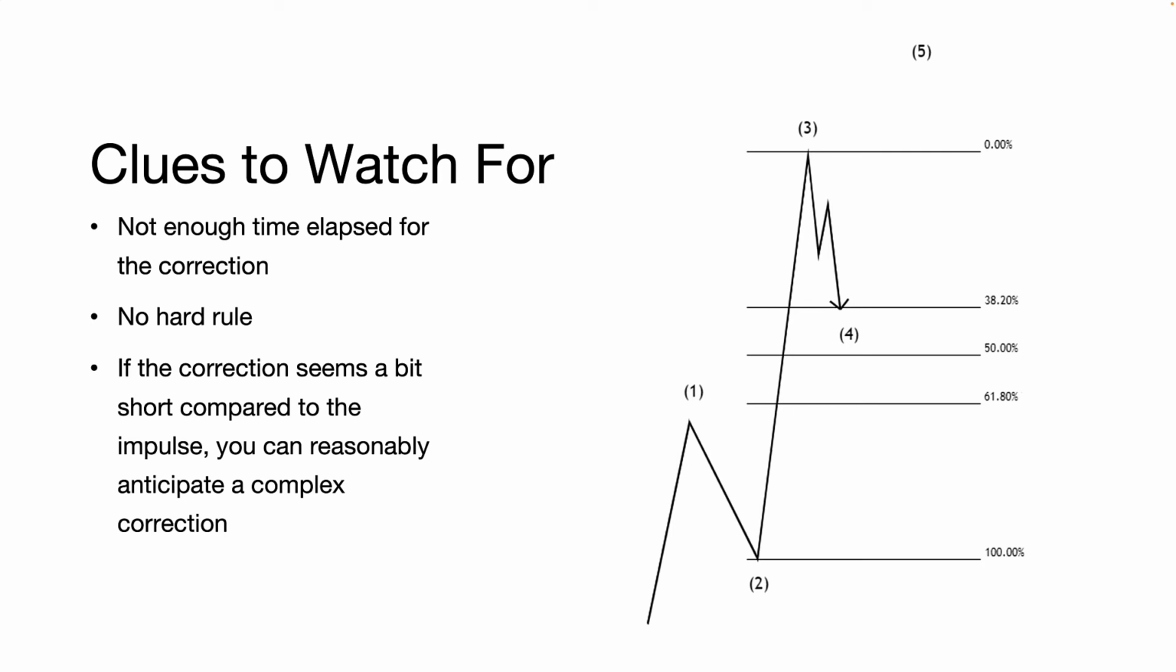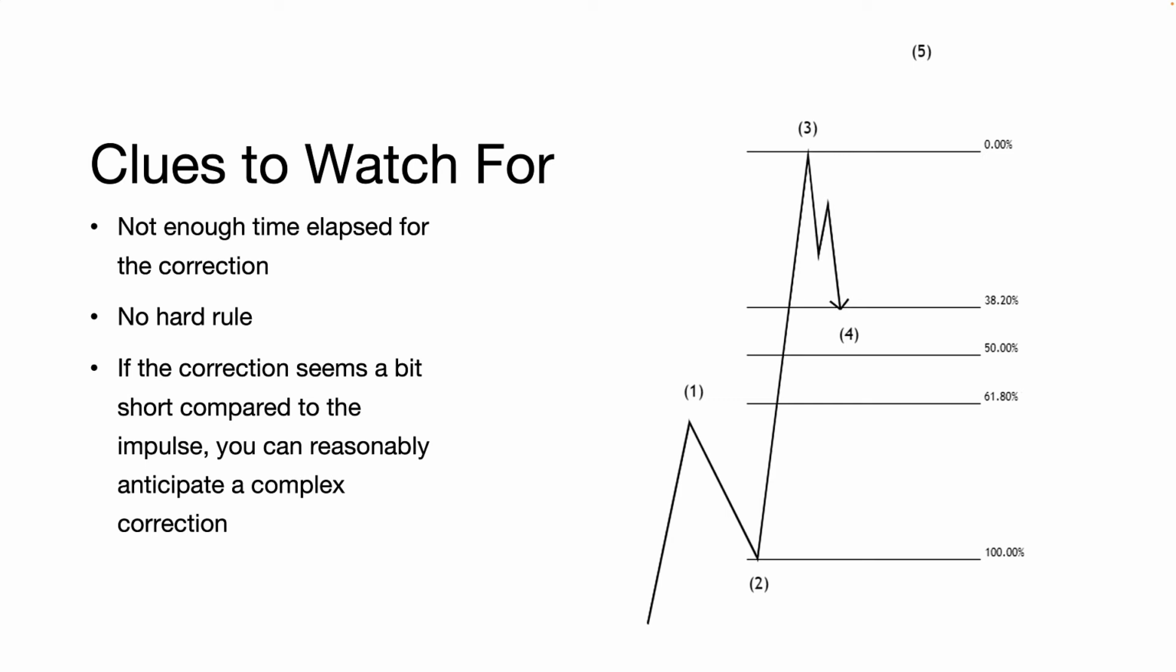So notice how here in this idealized line diagram on the right, wave 2 took a substantial amount of time to complete, and it was a fairly steep correction. Wave 4 was very shallow. This isn't a hard rule, but typically speaking, I like to see some sort of time-based equality between waves 2 and 4, the 2 corrective waves within a trending sequence.